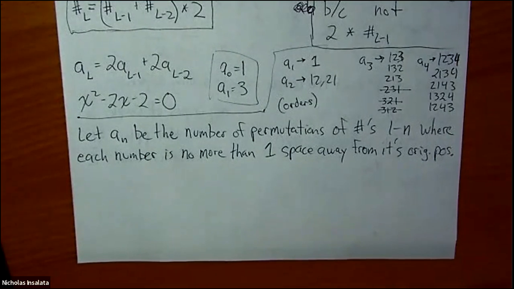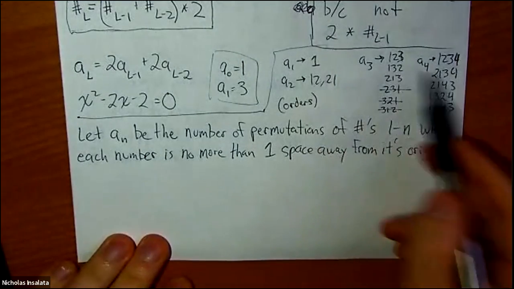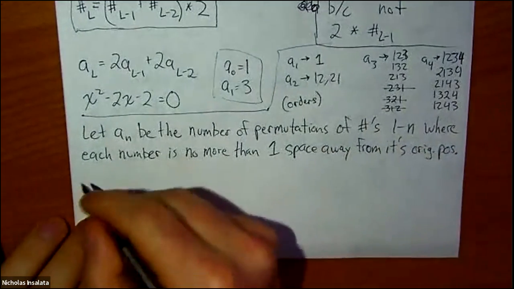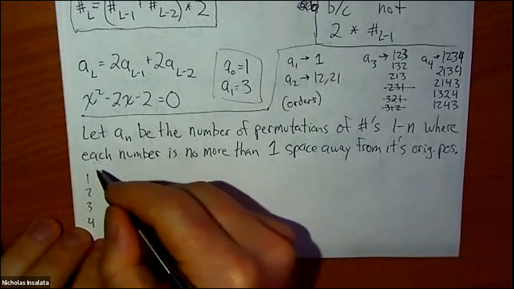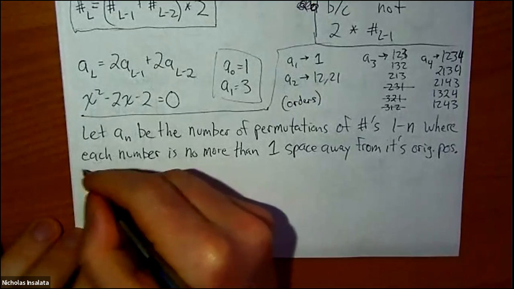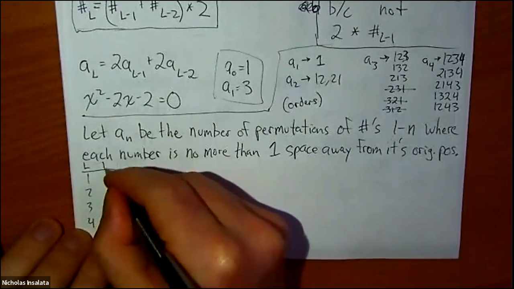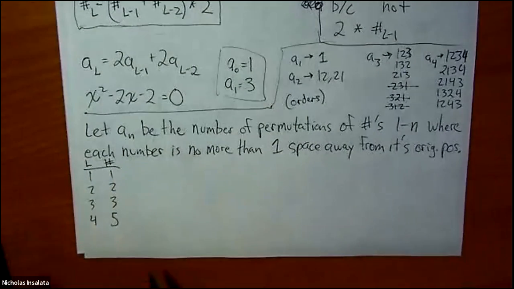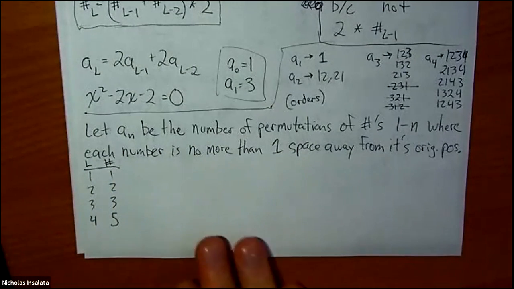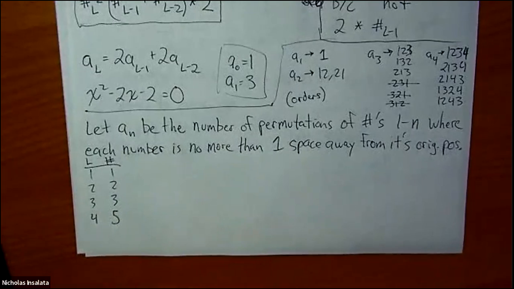So what have we got here? Numerically, we've got 1, 2, 3, 4 for the lengths, and here are the numbers: 1, 2, 3, 5. Oh, and Nathan, you're guessing Fibonacci numbers, huh? Okay, so that could be.